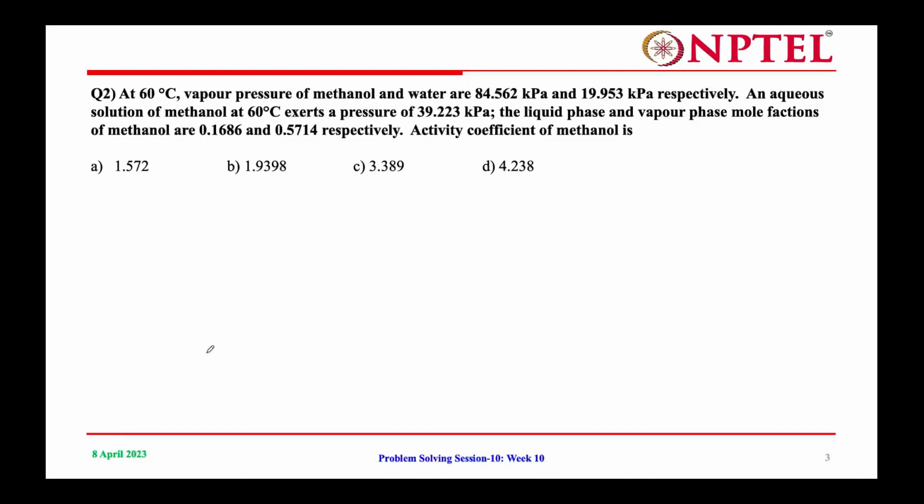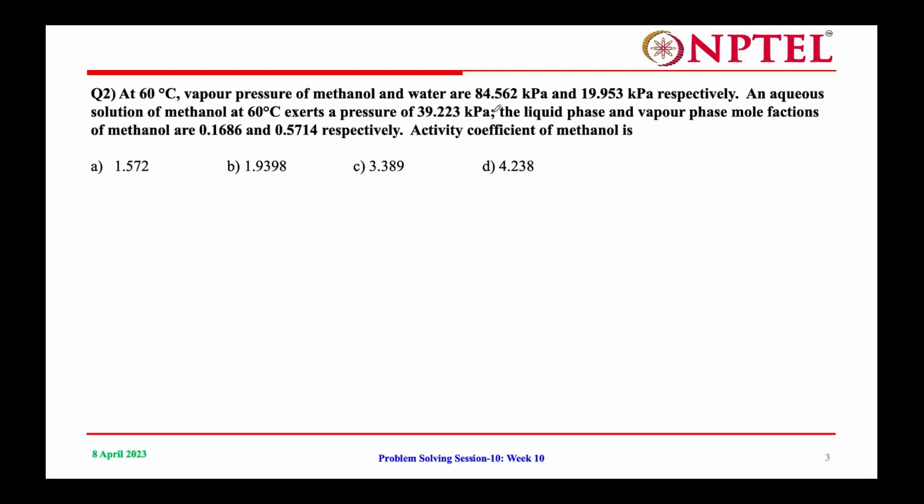Question number 2. At 60 degrees Celsius, the vapor pressures of methanol and water are 84.562 kilopascal and 19.953 kilopascal respectively. An aqueous solution of methanol at 60 degrees Celsius exerts a pressure of 39.223 kilopascal. The liquid phase and vapor phase mole fractions of methanol are 0.1686 and 0.5714 respectively. So we have to find the activity coefficient of methanol.